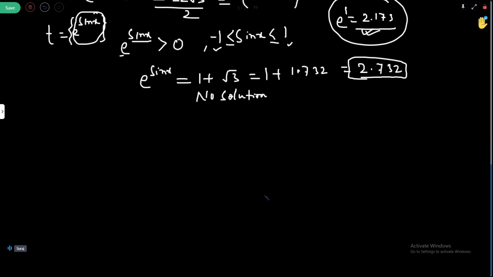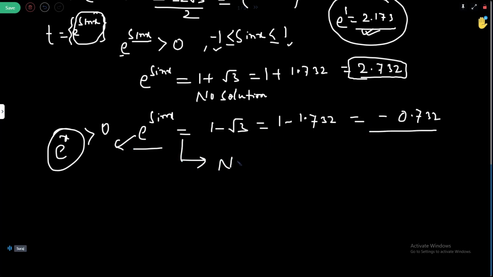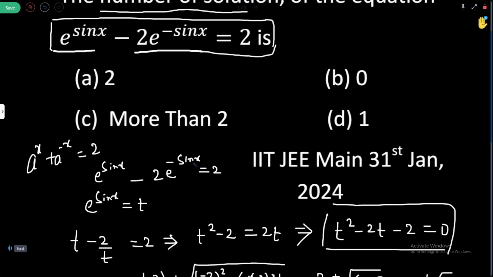Again, if we take the value 1 minus root 3, then what will be the value? e to the power sin x equals 1 minus root 3, which means 1 minus 1.732. This is a negative value, minus 0.732, and we know e to the power x, an exponential function, is always greater than 0. So the LHS and RHS never meet. So here we also can write no solution. So this equation has no solution. So you can tick your answer which is given here. Option B is correct. Thank you.